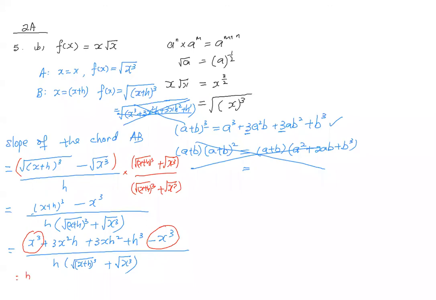So you can factorize out the h. So you have 3x squared plus 3xh plus h squared. Then divide by h. Okay, so h and h cancel. Then you write your limit, then everything settled.